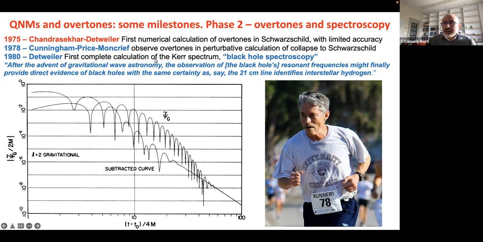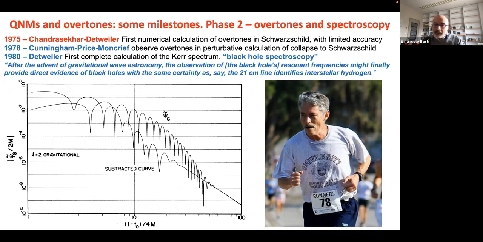The calculation of the Kerr spectrum was first completed by Detweiler, that you see here. And already in his 1980 paper, where he first computed the whole spectrum of Kerr black holes, he said at the end of the paper, after the advent of gravitational wave astronomy, the observation of the black hole's resonant frequencies might finally provide direct evidence of black holes with the same certainty as, say, the 21-centimeter line identifies interstellar hydrogen.